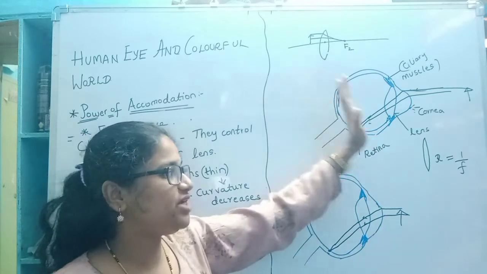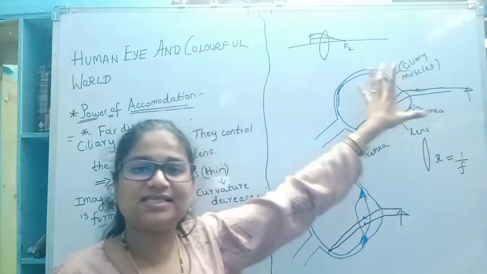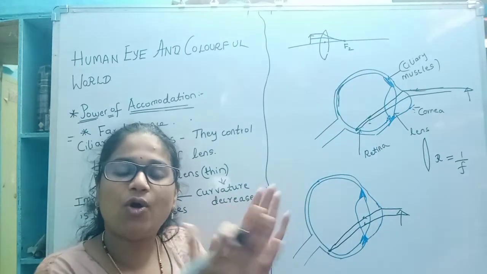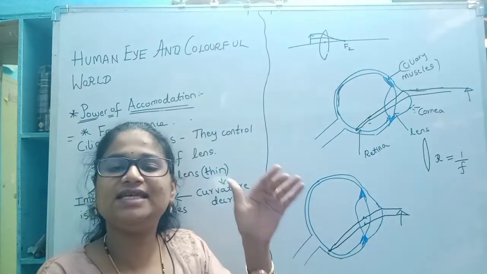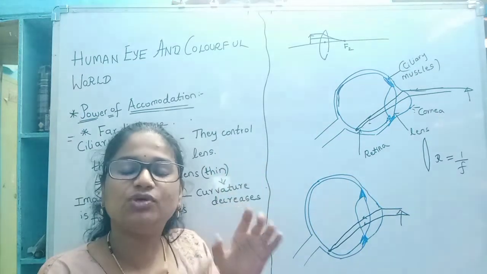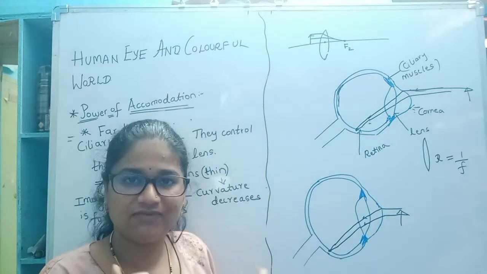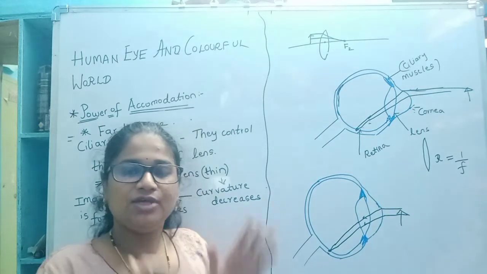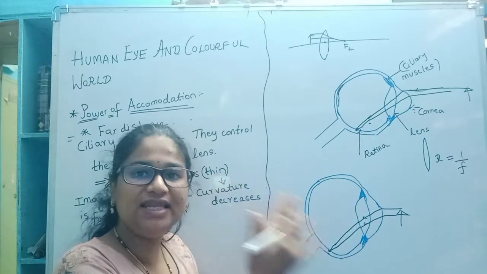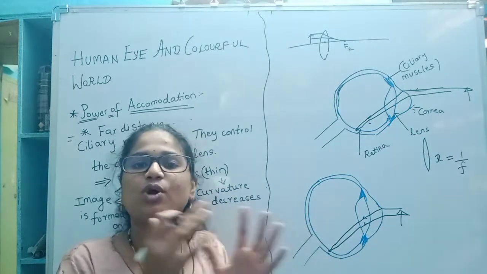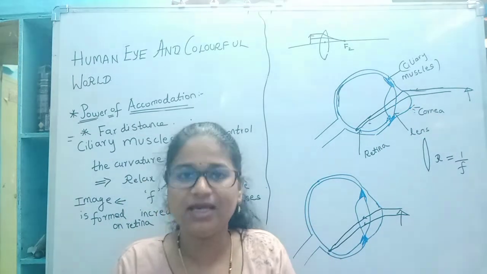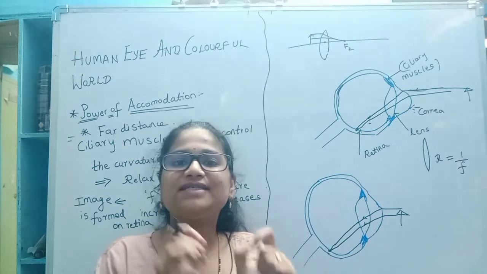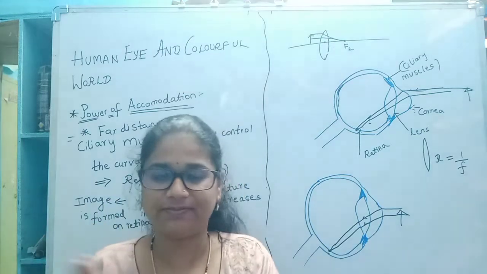So when the object is at a far distance, the ciliary muscles relax so that the lens becomes thin. When the object is at a nearer distance, the ciliary muscles will contract so that the lens becomes thicker, which decreases the focal length. So this ability of the lens of our eye, that is the crystalline lens, to adjust its focal length is called the power of accommodation.